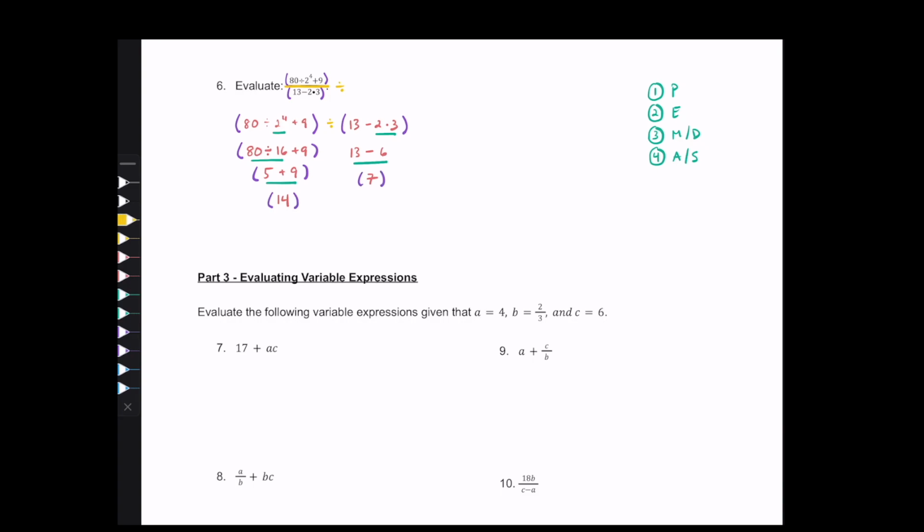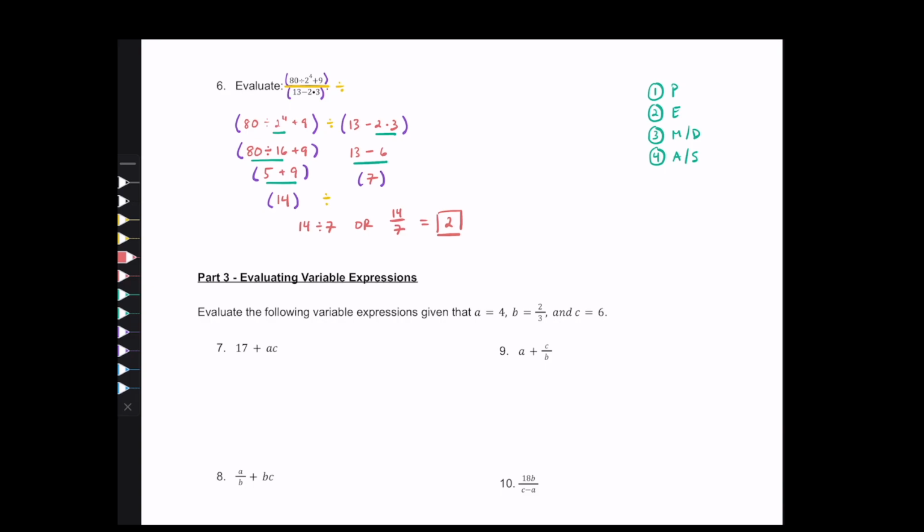And just don't forget that we have a division sign in between them. So we really have 14 divided by 7. Or if you wanted to keep it as a fraction from the beginning, that's 14 over 7. So the answer here is going to be 2. So there's a lot going on there. So I'll put that answer in a box to hopefully make it a little bit more clear.